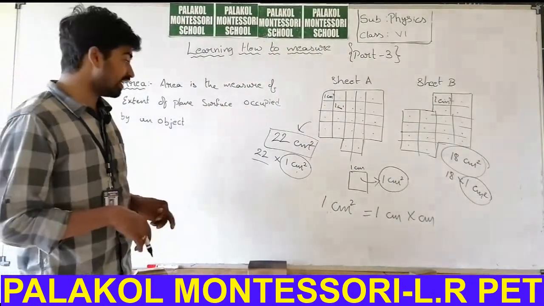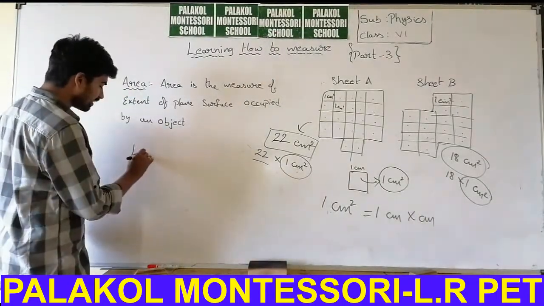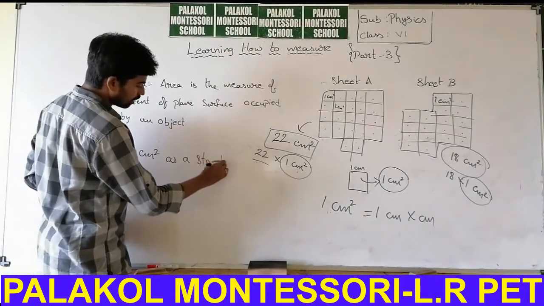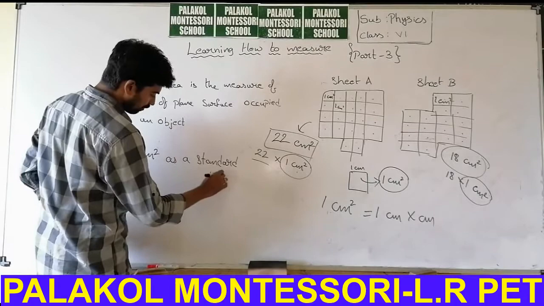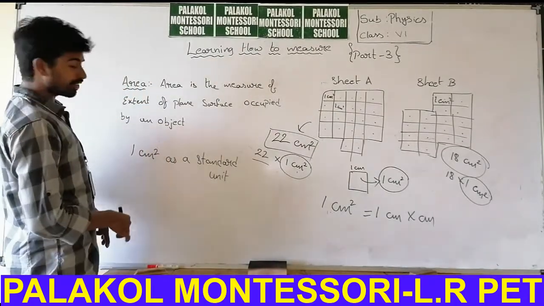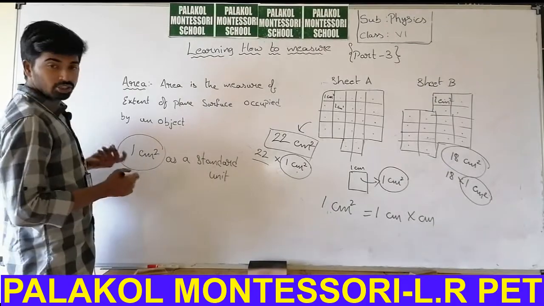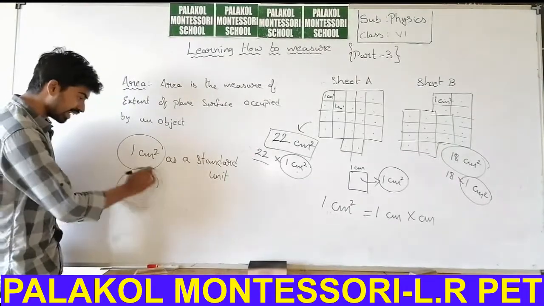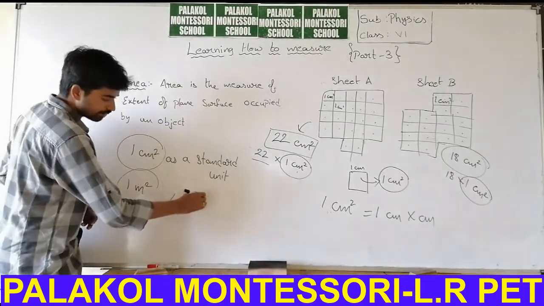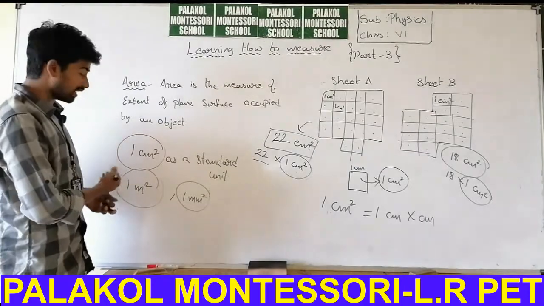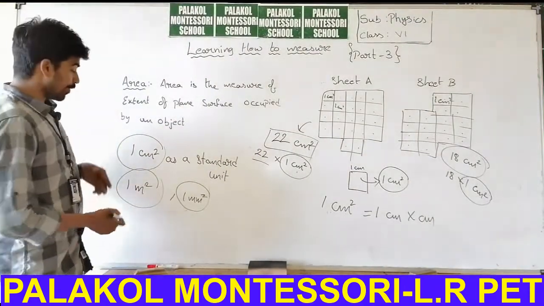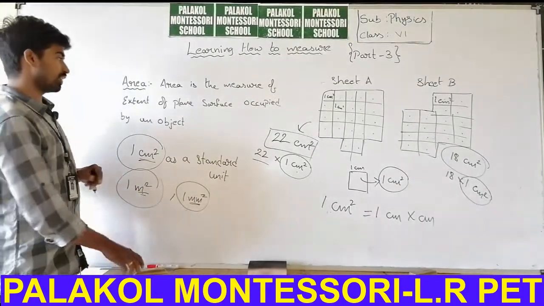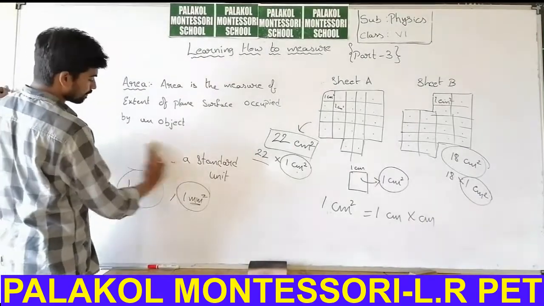We can measure the area by taking 1 centimeter square as a standard unit. 1 centimeter square is a standard unit of area. Similar to 1 centimeter square, you can measure the area in 1 meter square also, and in 1 millimeter square also. 1 millimeter square, 1 centimeter square, 1 meter square are the units of area. So this is the concept of area.